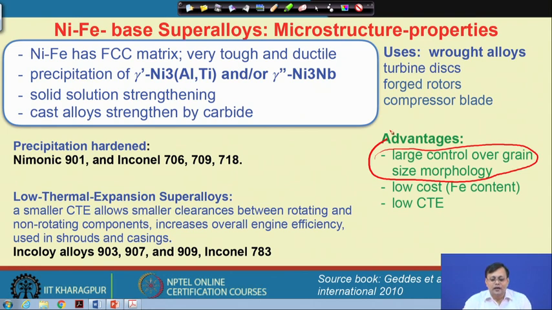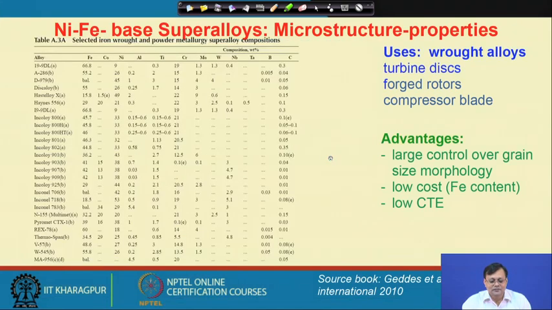So, mostly we use these alloys in the wrought or other condition, in the form of turbine discs, some forged rotors, or let us say some compressor blades at relatively low temperature, not like the single crystal nickel based superalloys, but in some areas where we do not need such extremely high performance but we need formability, which is the higher priority. So, these iron based or nickel-iron based superalloys also take up large areas.